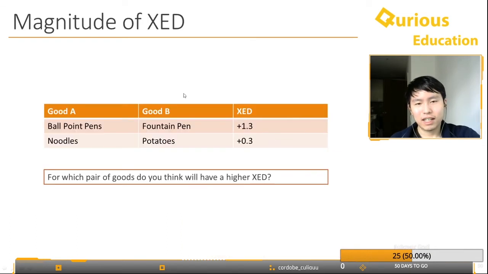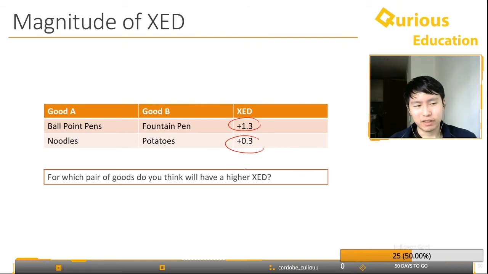Okay, so now let's look at the number of XED and what that means. So in this case, we see that XED for both of these things are positive. So what relationship do they have? I'll give you 3 seconds.